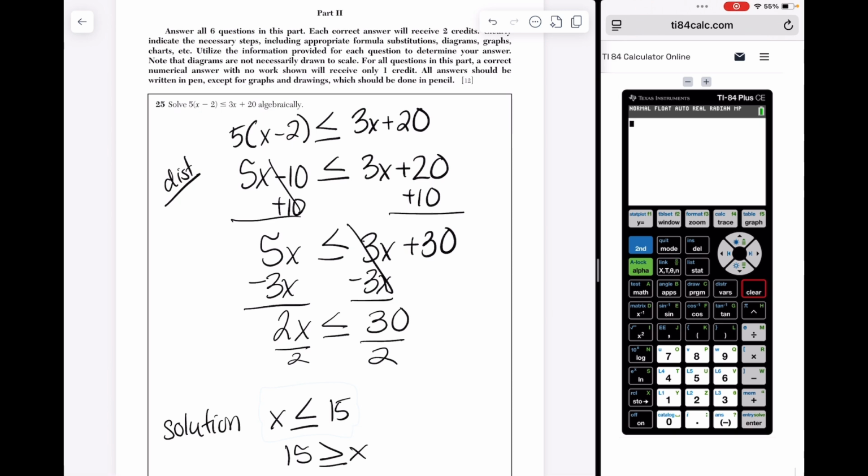Hit pause, jot this down. If you had this, you would give yourself a full 2-point credit. If you had some type of error in there, you may lose at least 1 point if you had some type of calculation error.